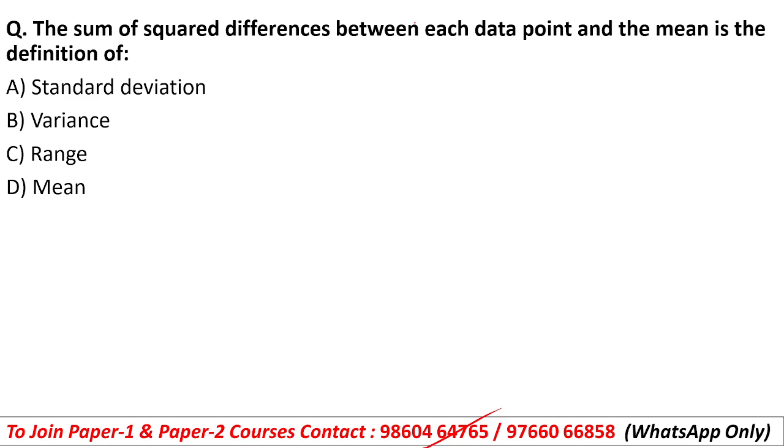The sum of squared differences between each data point and the mean is the definition of standard deviation, variance, range or mean? So students, here what is the squared differences between each data point and the mean in the definition? It is nothing but the variance. So option number B, variance, will be our right answer for this question.